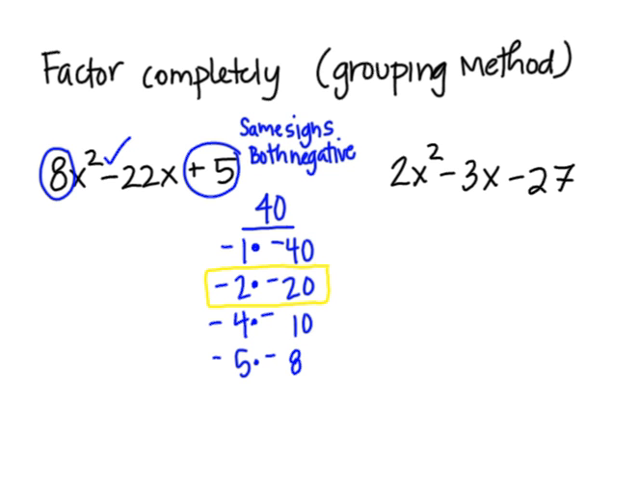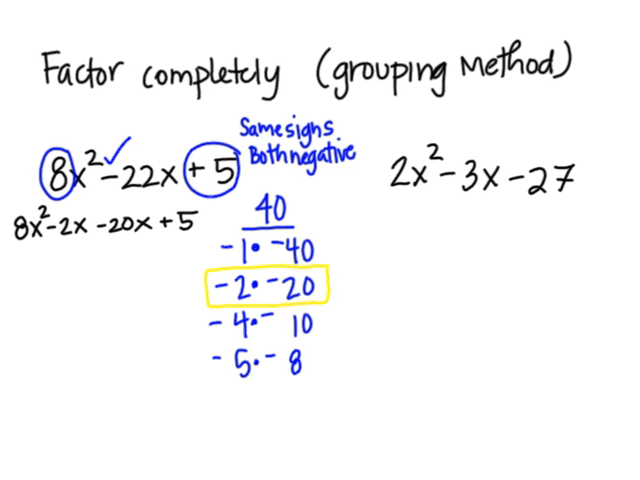So the way that grouping works is you're going to rewrite that trinomial by splitting that 22 up into 2 and 20. So it would be 8x squared minus 2x minus 20x plus 5. If you wrote your negative 20x first, that's just fine. The ordering is not important. You'll get the same answer at the end.